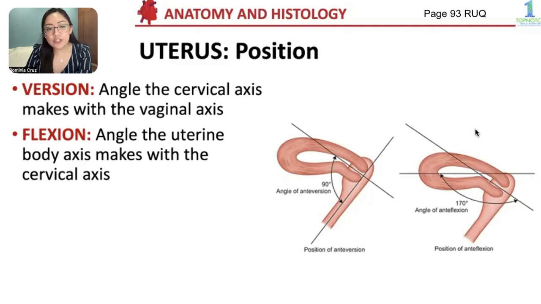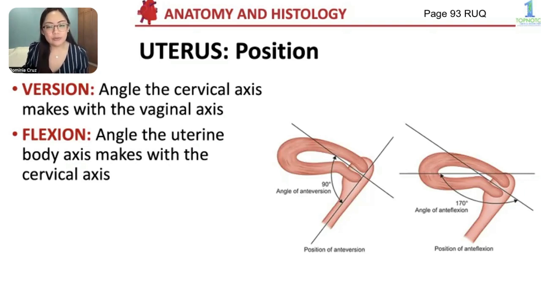So again, version is cervix to vaginal axis. Flexion is uterine body to cervical axis. So in the erect position and with a bladder empty, the uterus lies in an almost horizontal plane. Kaya ang usual position ng uterus is anteverted and anteflexed.